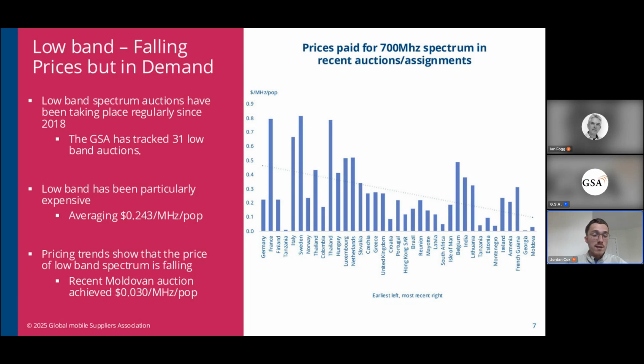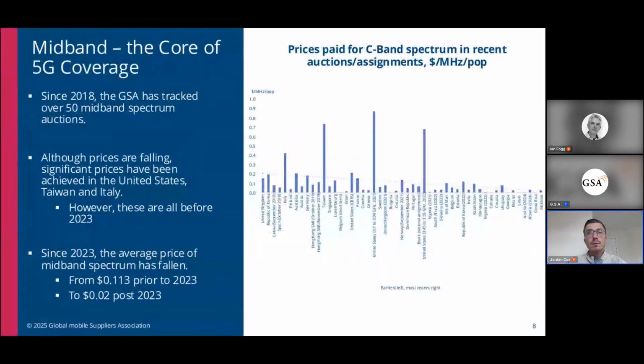So now let's take a look at mid-band spectrum, which has really become the core layer of 5G deployment globally. And since 2018, the GSA has tracked over 50 mid-band spectrum auctions worldwide, with the C-band range, typically 3.3 to 4.2 gigahertz, being particularly active and valuable. And if you look at the charts on this slide, you'll see a timeline of C-band auctions showing the price paid per megahertz per population.